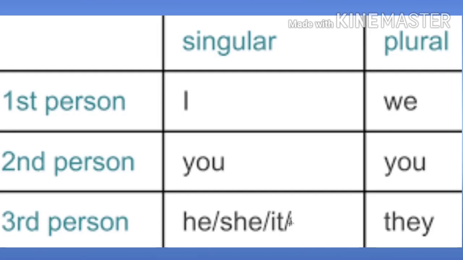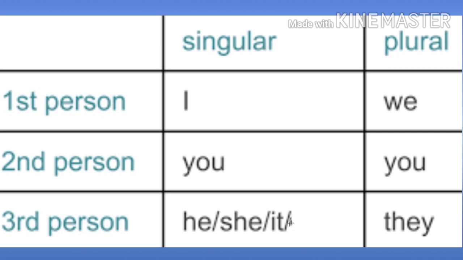This first person, second person, and third person have two forms, that is singular form and plural form. The first person singular form is I. The first person plural form is we. The second person singular form is you. The second person plural form is also you. The third person singular form is he, she, and it. The third person plural form is they.